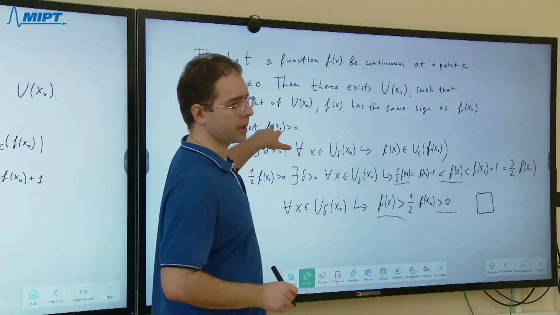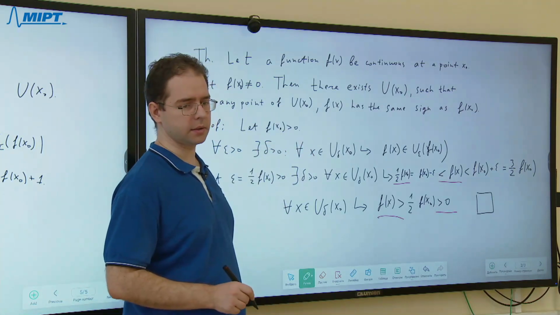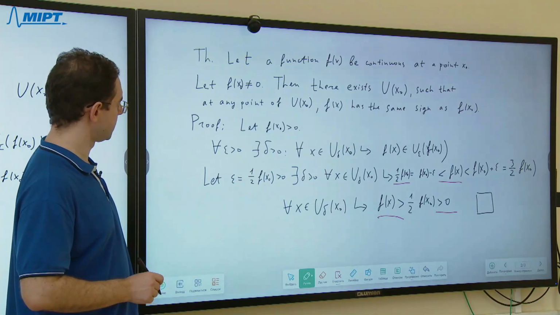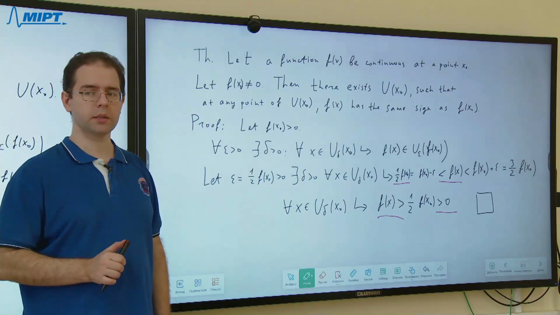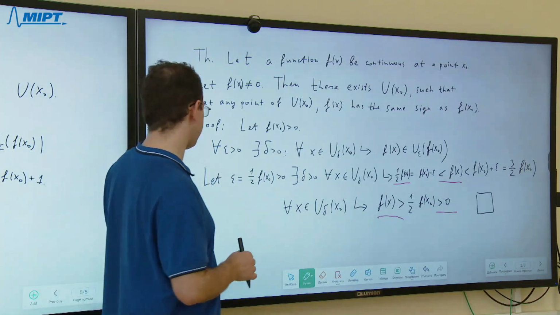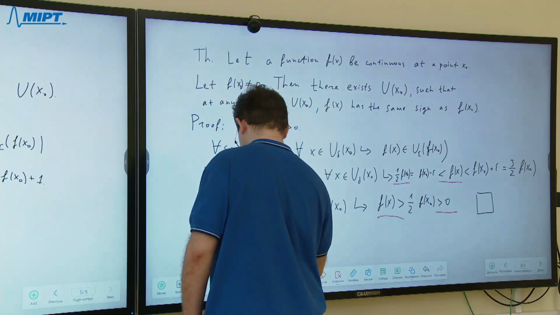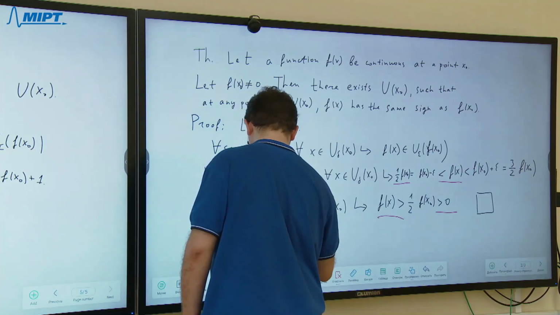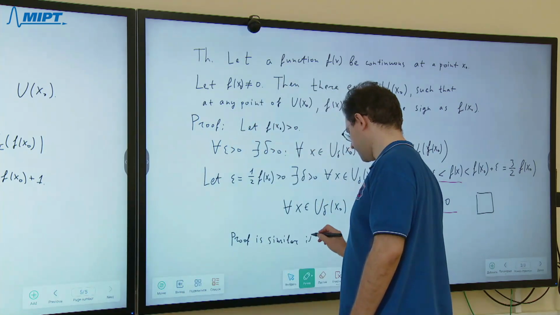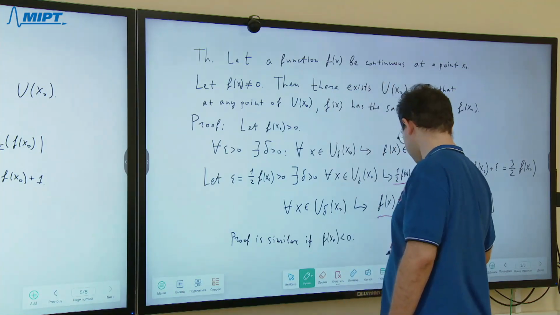Similarly, of course, we can prove that the same statement holds for negative value over here. Any questions? I think I should write it. Proof is similar if f of x0 is negative. End of proof.